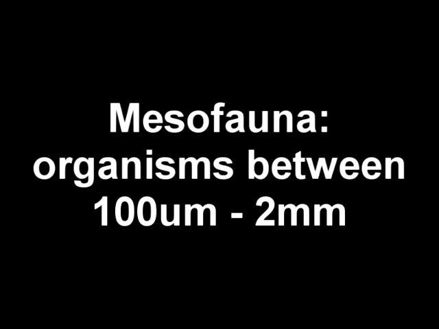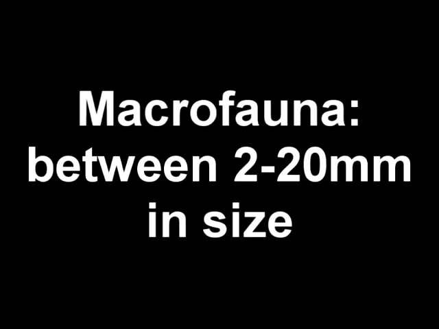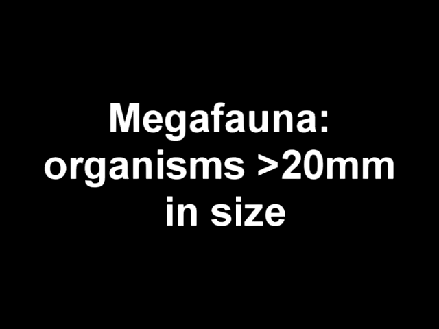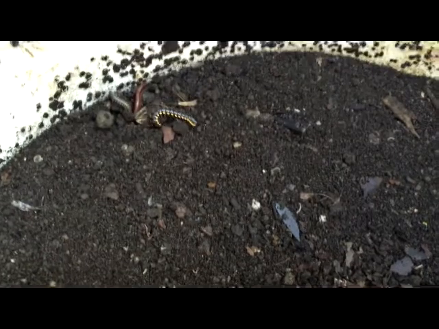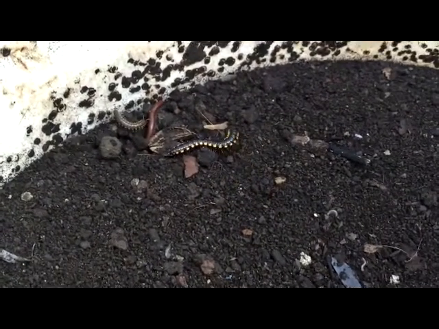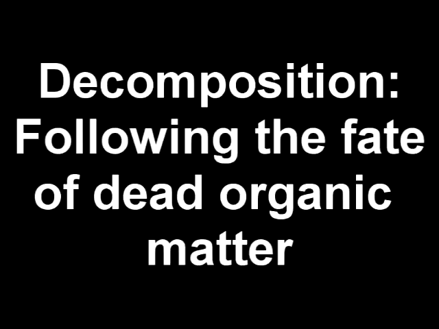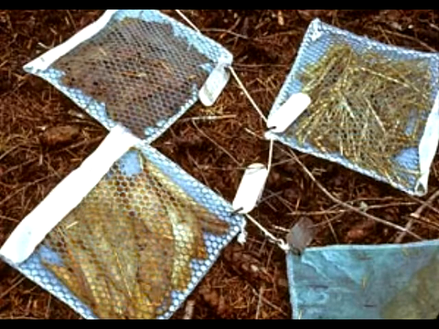The next group is mesofauna. That includes mites, potworms, and springtails. The next is macrofauna, and next is megafauna. Megafauna is composed of earthworms, millipedes, and snails. These decomposers obtain energy by consumption of organic material through oxidation in the process of respiration. Decomposition is usually studied using the litter bag.